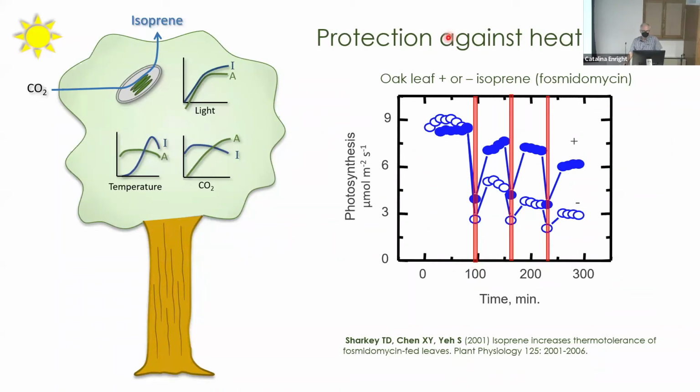This is an oak leaf. The plus means that the oak leaf is still making isoprene. The minus means it's not making isoprene because of an inhibitor, phosmidomycin. And after these 3 heat spikes, we've lost 1/3 of the capacity for making isoprene. But in the absence of isoprene, we've lost 2/3. So it allows the plant to tolerate these heat spikes much better if it's making isoprene.